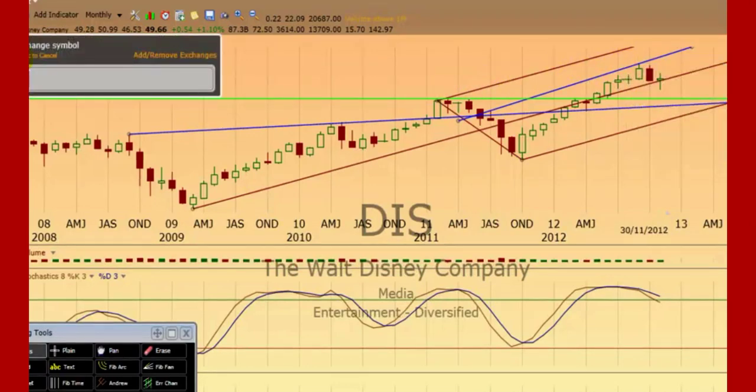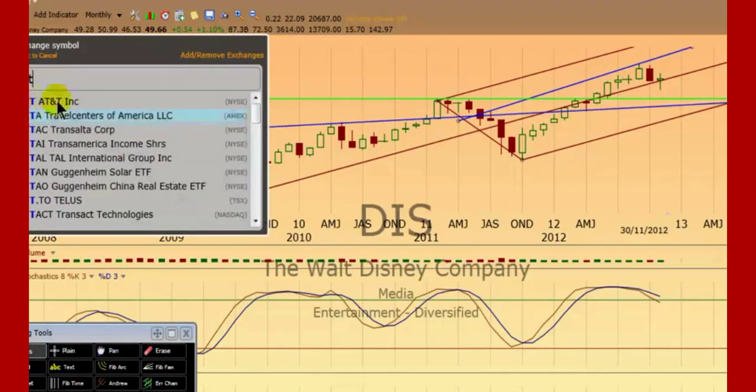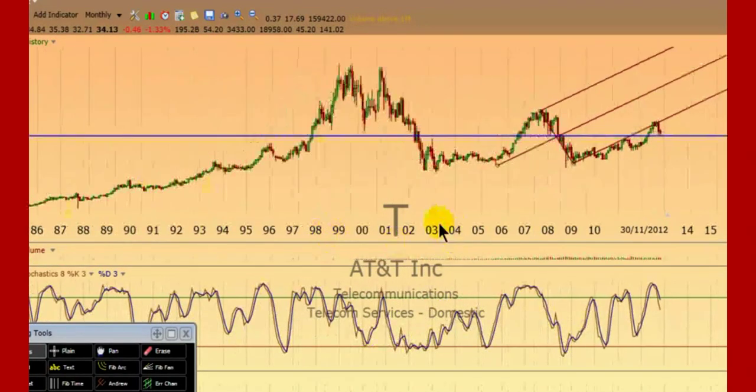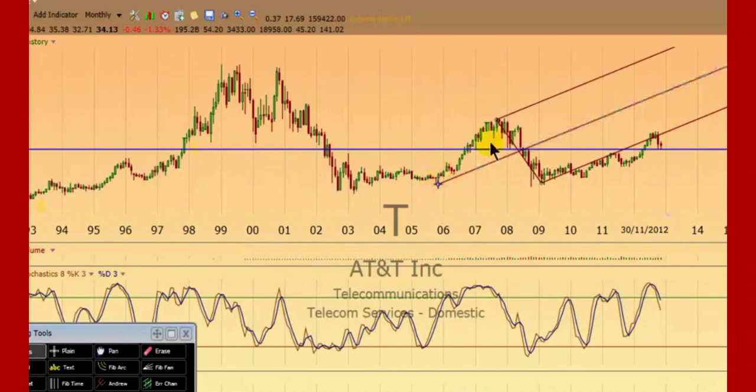I want to bring on now another stock. Epic is Tango. AT&T, another American stock. I have my Pitchfork already drawn on this chart. This point here, this point, and the third one here. You see that the price was running first within the rising channel.